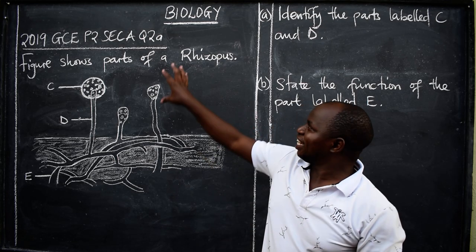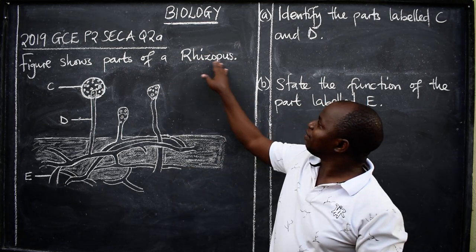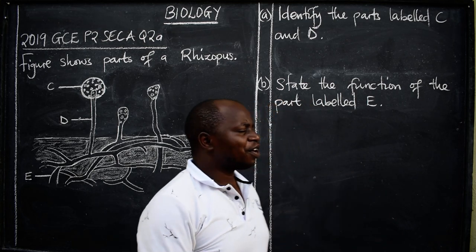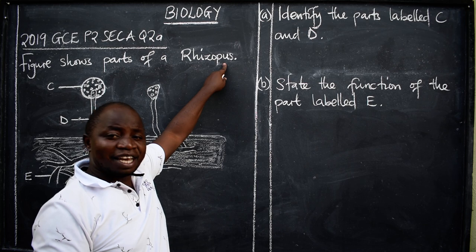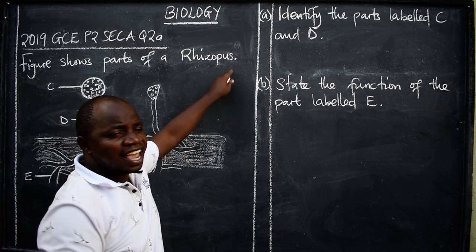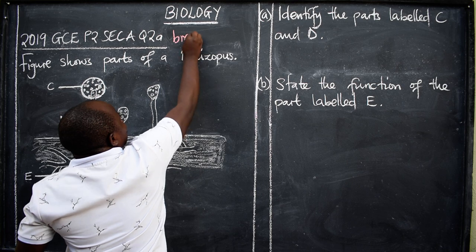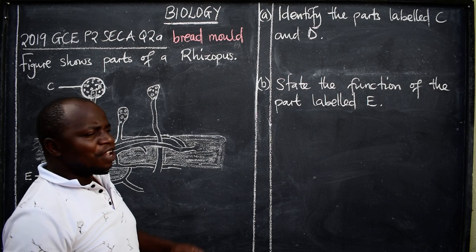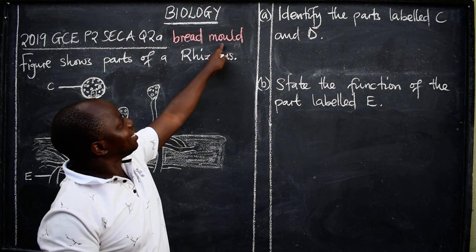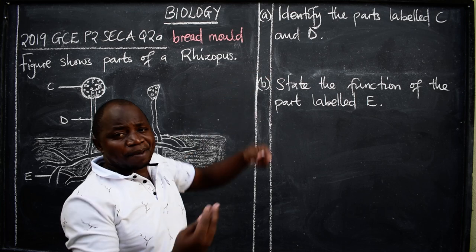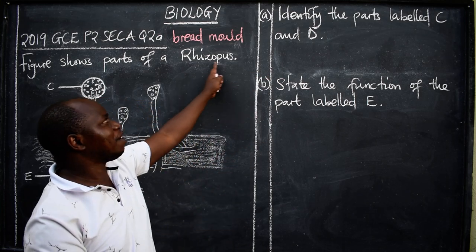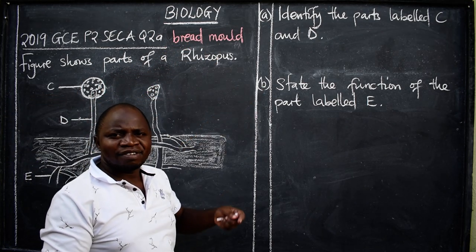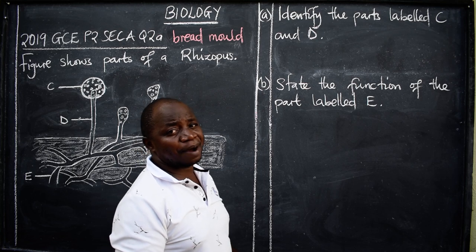Let me give you a little bit of information concerning rhizopus. The common name of this term here, the word rhizopus, is bread mold. When you see it written bread mold in papers, don't get confused. They are talking about rhizopus. So they can say, figure shows parts of a bread mold. It's a rhizopus that they are talking about.